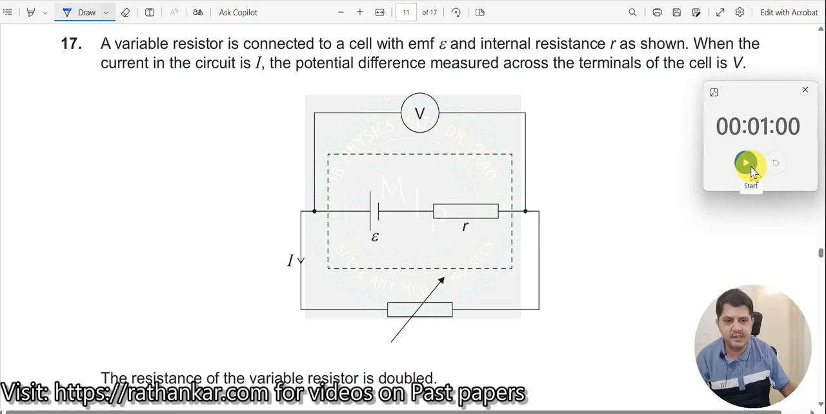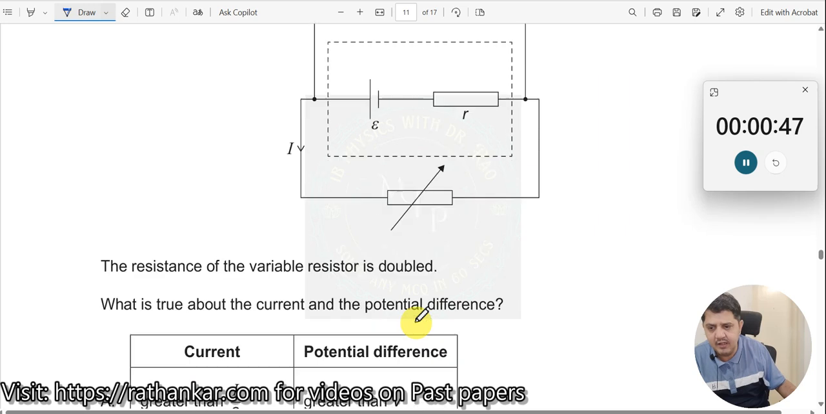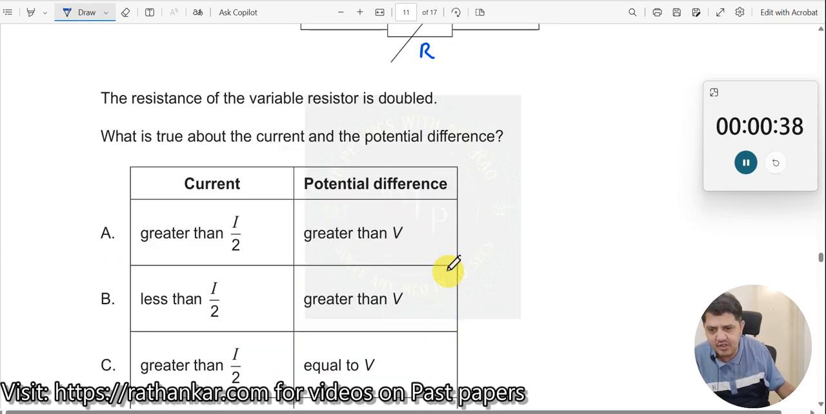Okay, question number 17. A variable resistor is connected to a cell of EMF E and internal resistance r. The current in the circuit is I, and the potential difference measured across the terminals is V. The resistance of the variable resistor is doubled, so you are increasing the resistance by double. Which means initially if the resistance is R, now it becomes 2R. What is true about the current and potential difference?